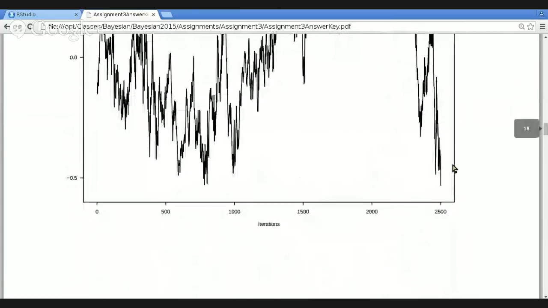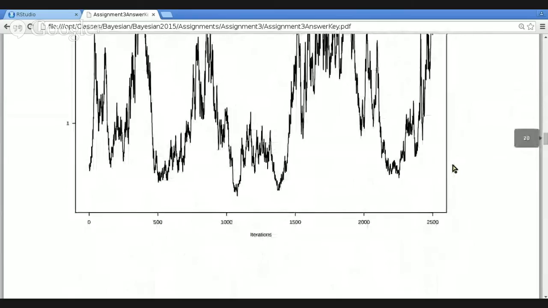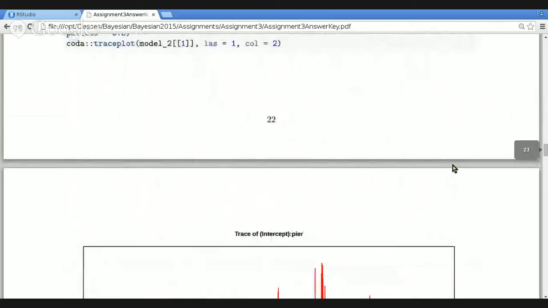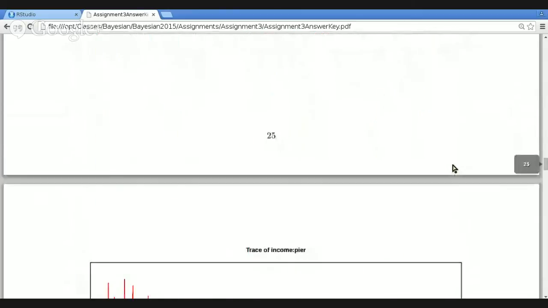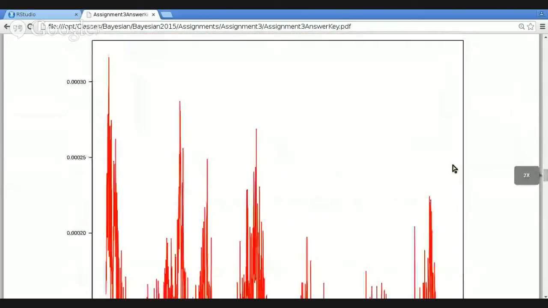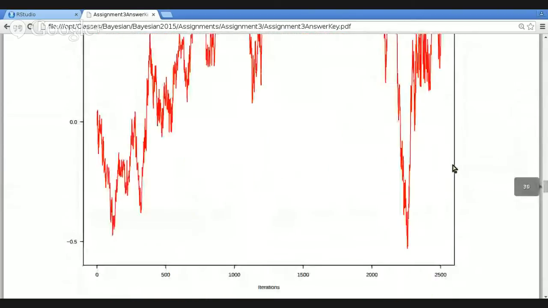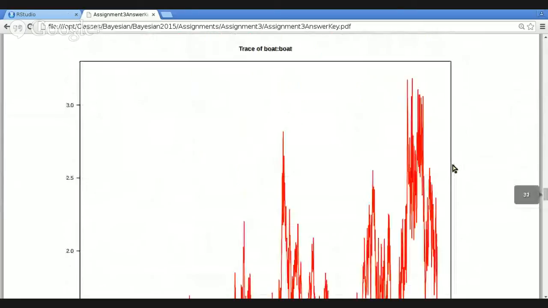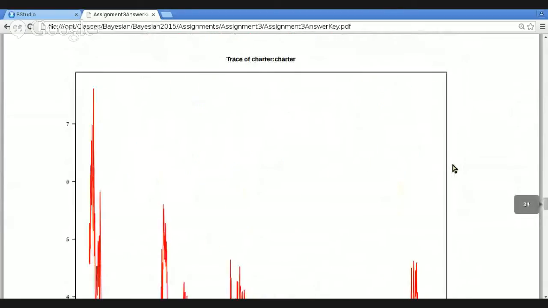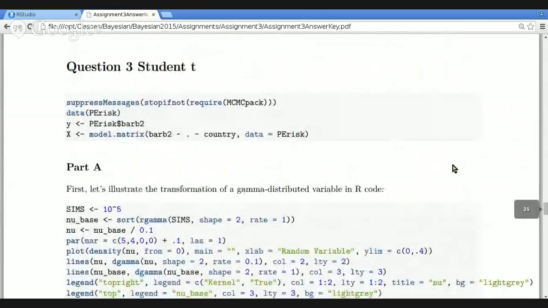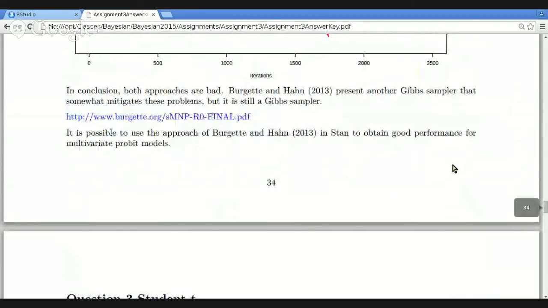So basically any measure of efficiency that you look at is going to show that these two Gibbs samplers are not very efficient ways of drawing from this posterior distribution, even though it's a perfectly valid posterior distribution to want to draw from. And so hopefully things like Stan will make it easier to estimate models like these.